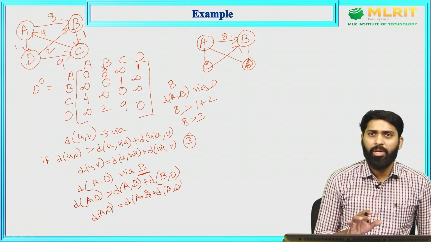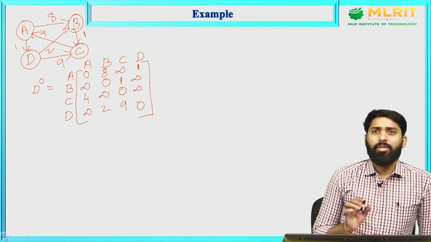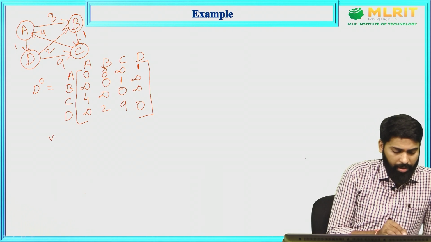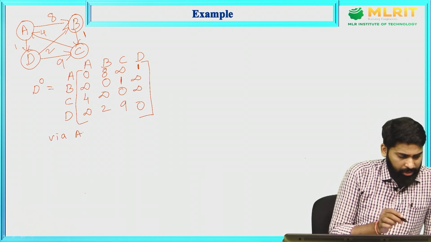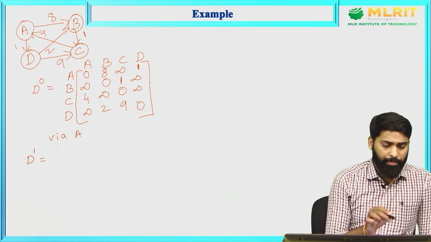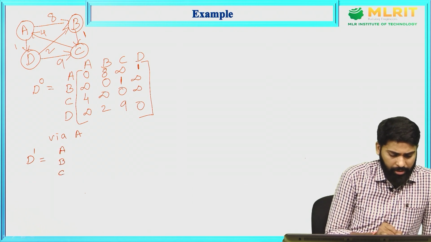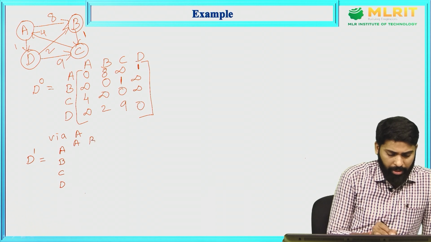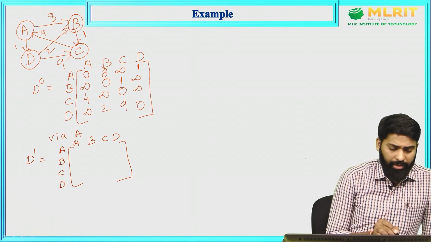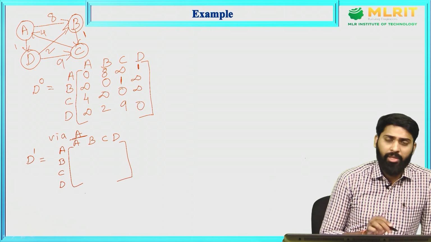You remember this formula? The same formula we are going to apply for all the vertices in the graph. Okay. So now we find the distance of all the vertices by using the via vertex, so that we call D1. Okay. To fill this D1, the input is D naught here. So same entries A, B, C, D, A, B, C, D. Here the via vertex is A.